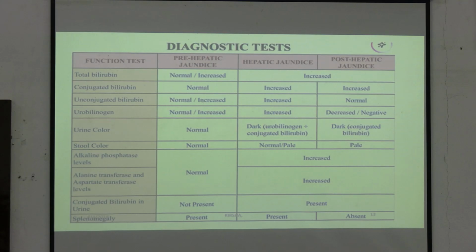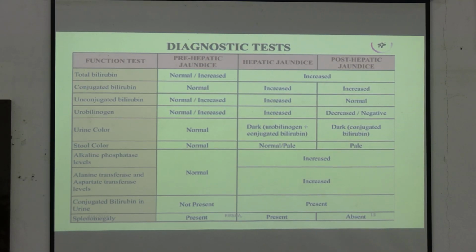So these are the liver function tests, and we can differentiate pre-hepatic jaundice, hepatic jaundice, and post-hepatic jaundice. Total bilirubin, normal or increased, here it will be increased. Conjugated bilirubin normal in pre-hepatic, in hepatic and post-hepatic it will increase. Unconjugated bilirubin normal or increased in pre-hepatic, increased in hepatic, normal in post-hepatic. Urobilinogen normal or increased in pre-hepatic jaundice, increased in hepatic, decreased or negative in post-hepatic.